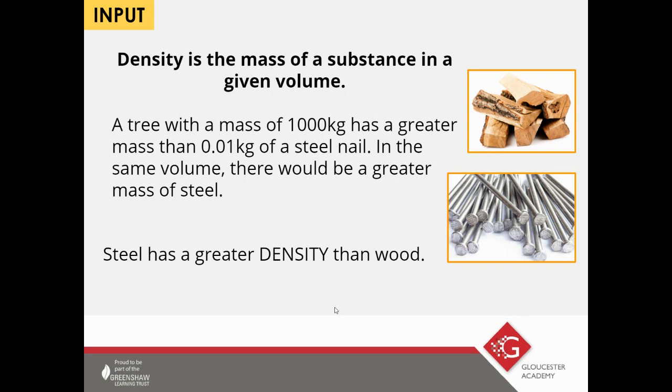Definition. Density is the mass of a substance in a given volume. So a tree with a mass of 1,000 kilograms has a greater mass than a 0.01 kilogram steel nail. In the same volume, though, there would be a greater mass of steel. Steel has a greater density than wood, and we're going to find out what that means over the forthcoming lessons.